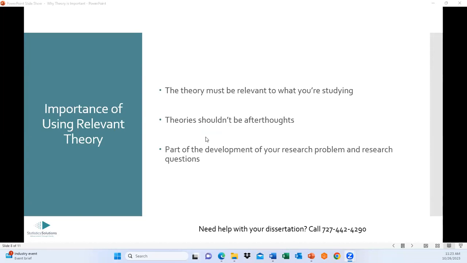This theory contains these components. This theory contains these other components. Well, which theory aligns best with what you're studying? So don't let the theory be an afterthought. Try to kind of build it into how you develop your study. Make it part of the development of your research problem and your research questions, right, which is what I was just kind of talking about.